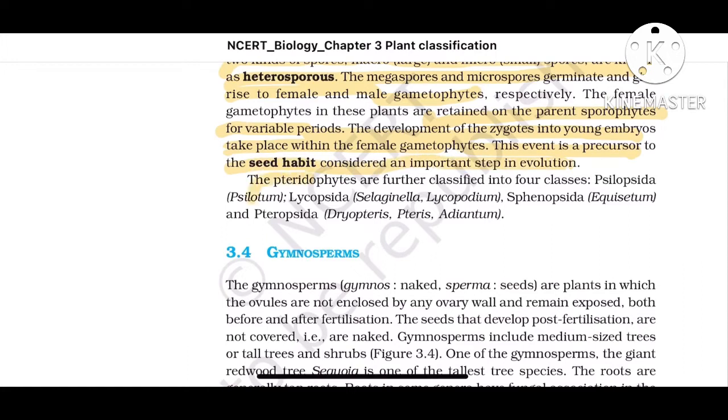The pteridophytes are further classified into four classes: Psilopsida, Lycopsida, Sphenopsida, and Pteropsida.